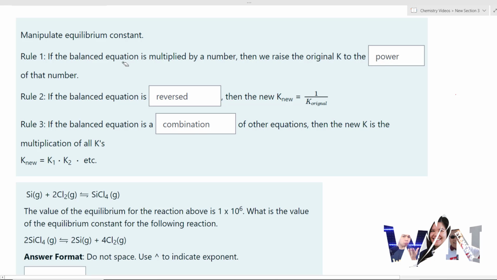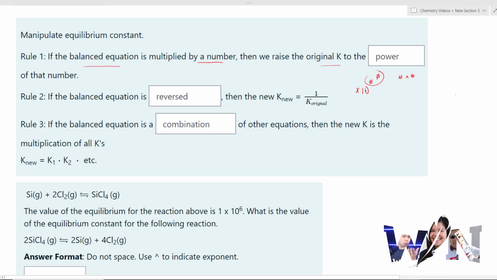There are three rules that we have to memorize. The first one is that if the new balanced equation is multiplied by a number, that's going to change the coefficients, and we are going to raise the original K to that number as well. But one thing you have to remember is that if we have 10 to a number and that is raised to the new number, these two numbers are multiplied together. So be very careful: when you have a power raised to another power, they multiply together. It's not the same thing as 10 to the power of this number. Be careful with that part.